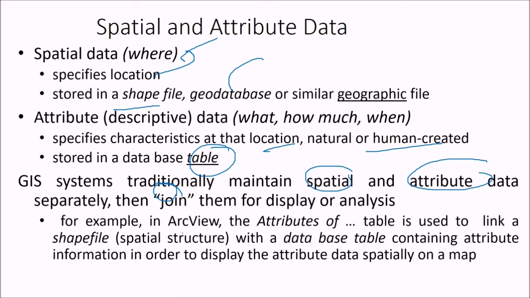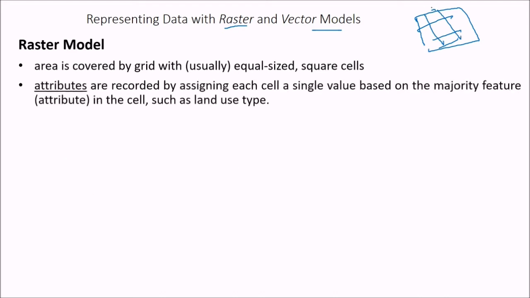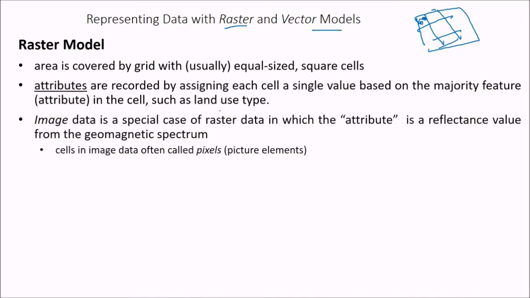For example, in the famous and widely used ArcGIS, the attribute table is used to link a shapefile, the spatial structure, and the database file table containing the attribute information in order to display the attribute data spatially on a map. So how do we represent the data with the raster and vector models? In the raster model, the area is covered by a grid with equally spaced square cells, and attributes are recorded by assigning each pixel a value based on the majority feature in the cell, such as land use type. Image data is a special case of raster data in which the attribute is a reflectance value, the DN values or intensity value from the electromagnetic spectrum. The cells in image data are also called pixels or picture elements.